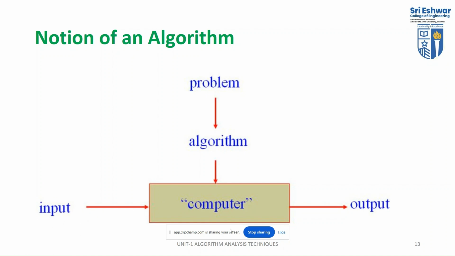The same algorithm can be expressed in different ways using various forms such as pseudocode, flowcharts, or actual code in programming languages. There may be several algorithms that can solve the same problem, each with potentially different approaches.